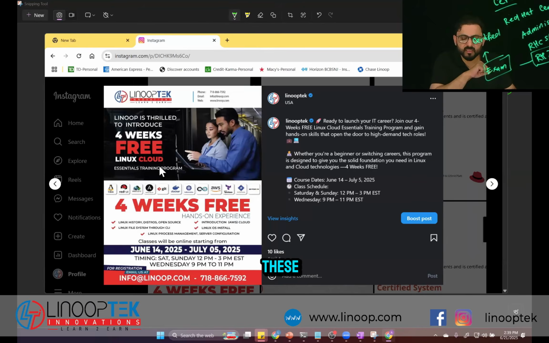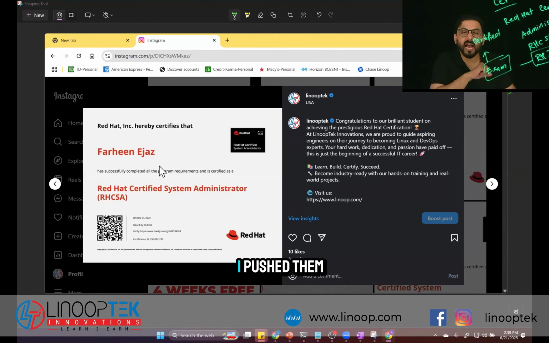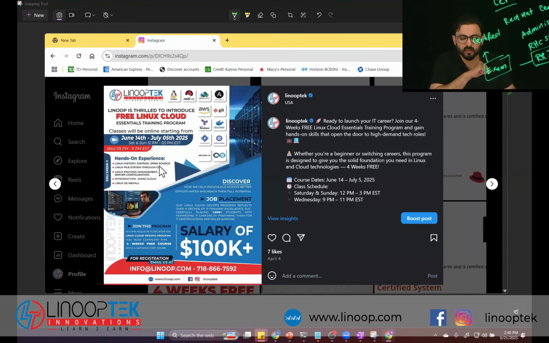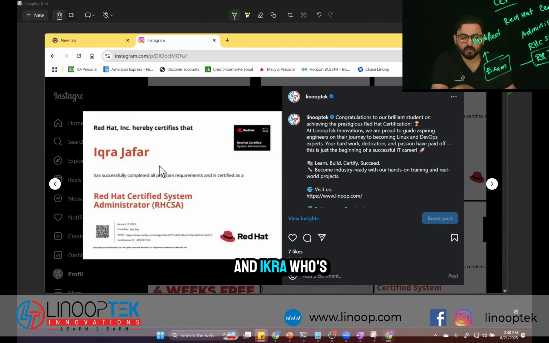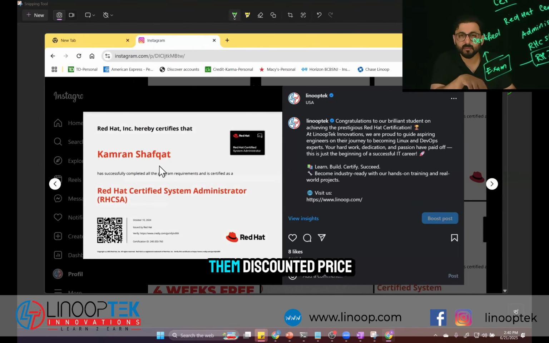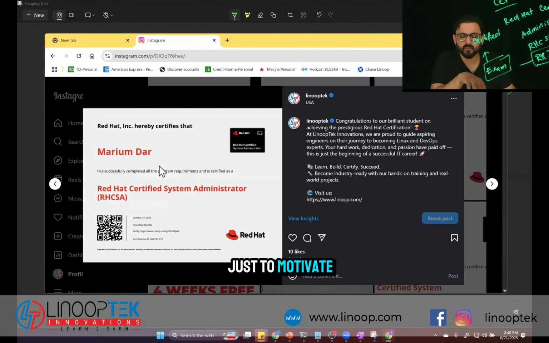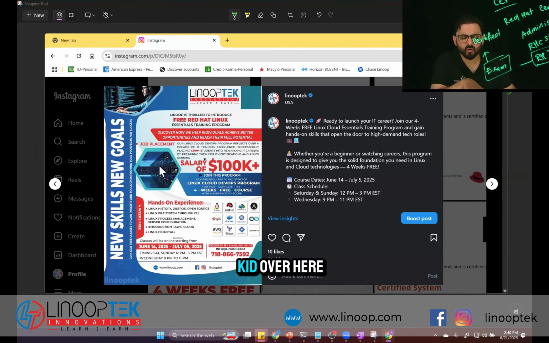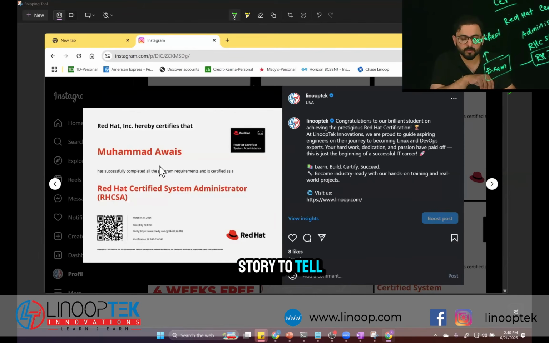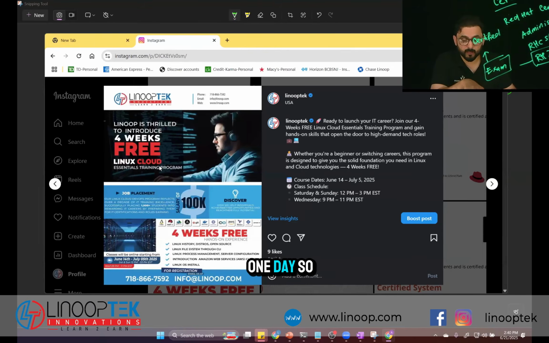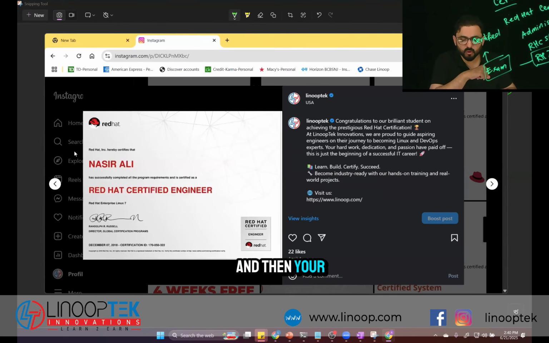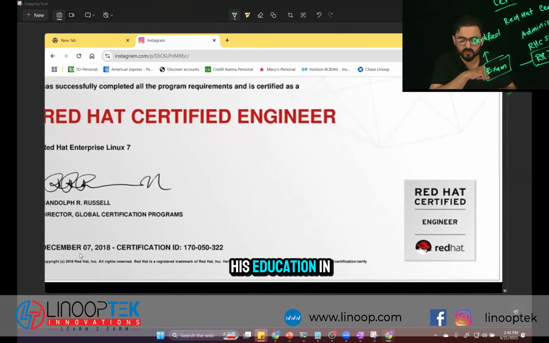Pretty much all of these people, I pushed them to get the certification. And thank God they listened to me as a mentor. And Ikra, who's also a mentor. A lot of these people are, by the way, mentors. I gave them a discounted price for the certification just to motivate them. Every single kid over here has an interesting story to tell you. I would like to bring them one day so you guys can listen to their stories. And your instructor over here, Nasser Ali, is sitting over here. Look at this, when he completed his Red Hat certification, 2018.